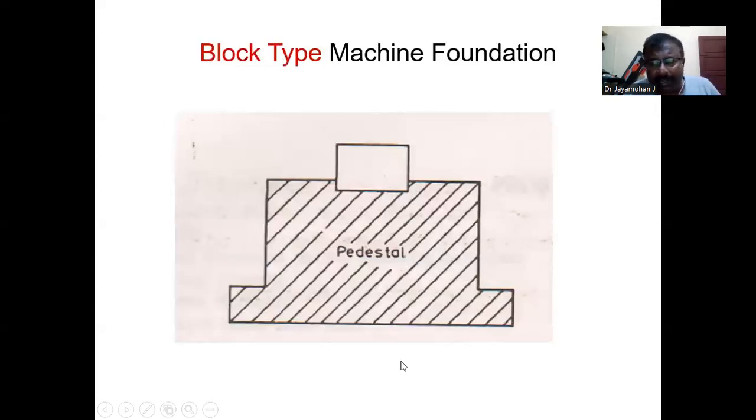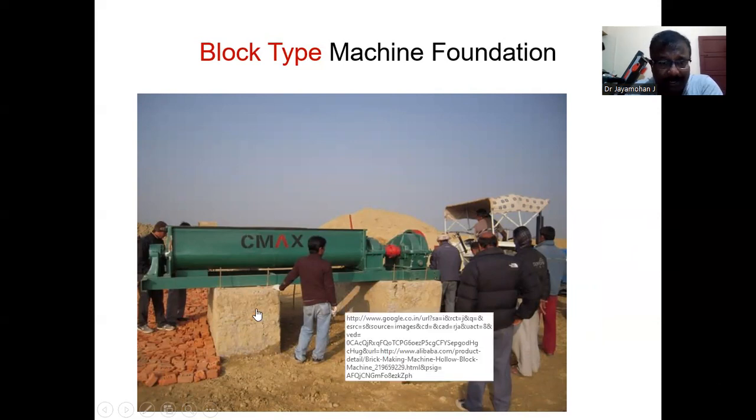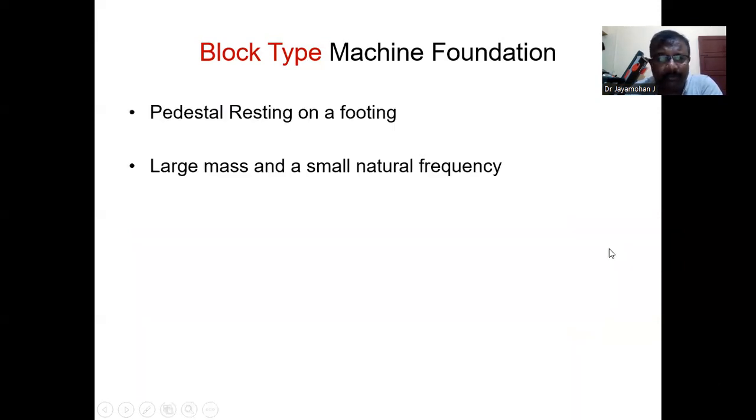This is a typical block type foundation. You can see either a concrete or a masonry block, and above that we have the machine. So this is the machine, as you can see at the top. Below we have a pedestal with the base. That is a machine foundation. You can see a photograph of a typical block type machine foundation. You can see two huge concrete blocks, foundations made of concrete blocks. So fundamentally, that is a pedestal resting on a footing. The peculiarity of a block type foundation is that the mass is large and its natural frequency will be less.